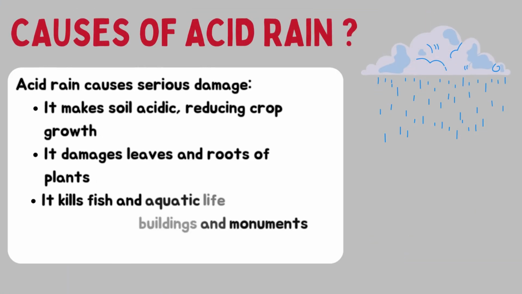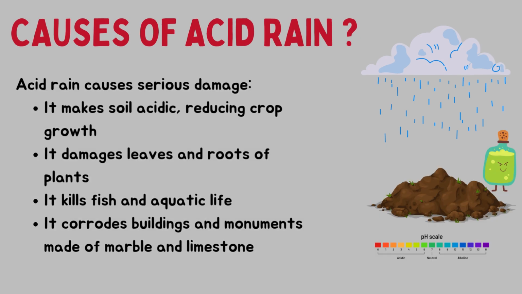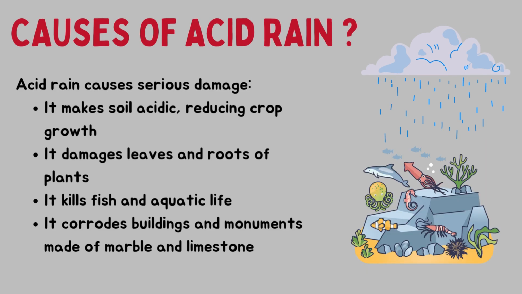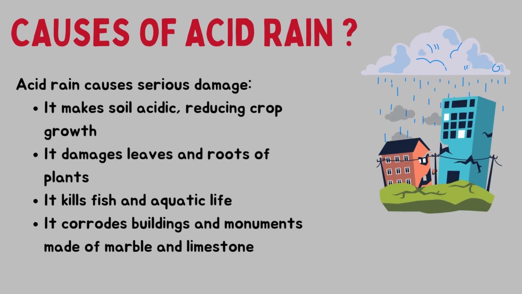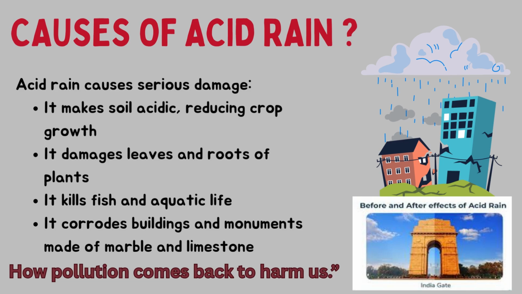Acid rain causes serious damage. It makes the soil acidic and reduces crop growth. It damages the leaves and roots of plants. It kills fish and aquatic life. It corrodes buildings and monuments made of marble and limestone. This shows how pollution comes back to harm us.